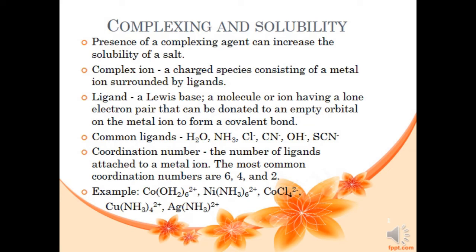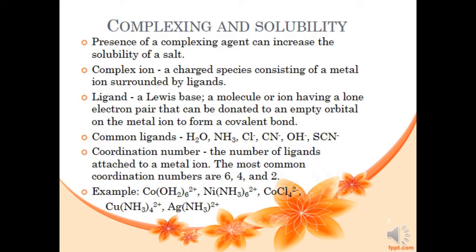So what is a complex ion? A complex ion is a charged species consisting of a metal ion surrounded by ligands. Now, what is a ligand? A ligand is a Lewis base. It is a molecule or ion that has a lone pair, and that lone pair can be donated to an empty orbital on the metal ion, which forms the complex ion. They will form a covalent bond.